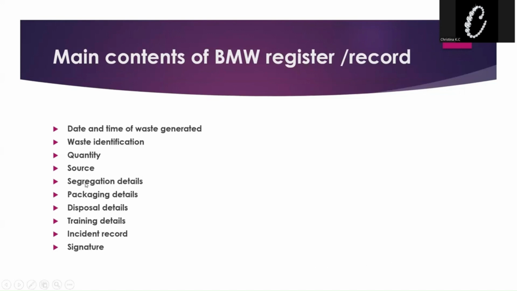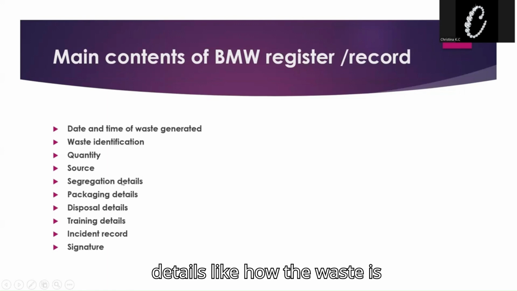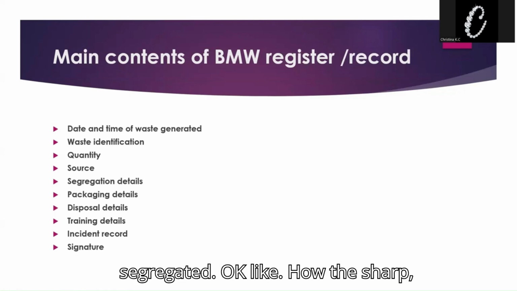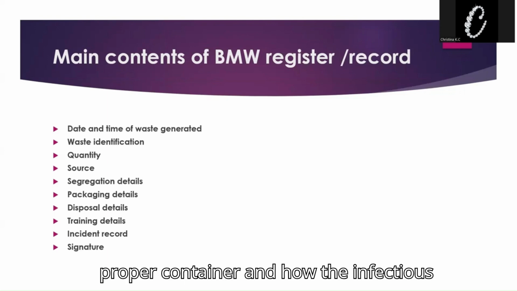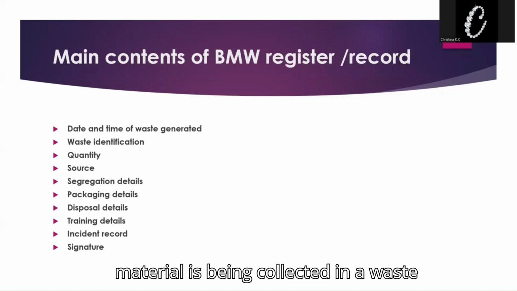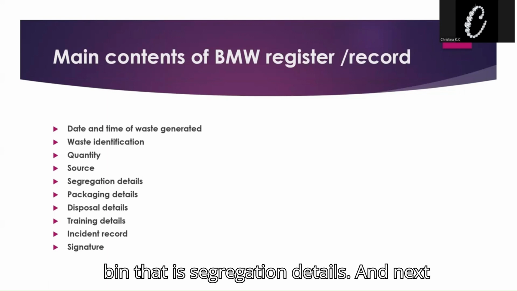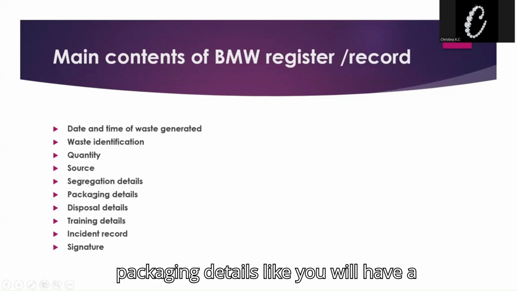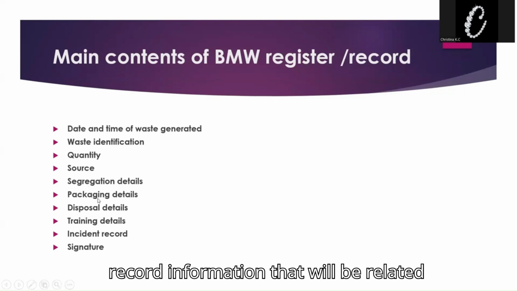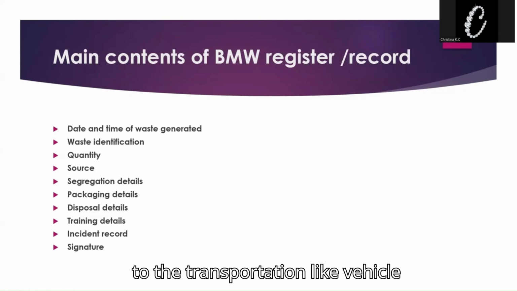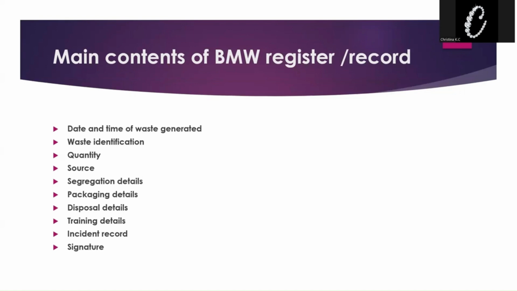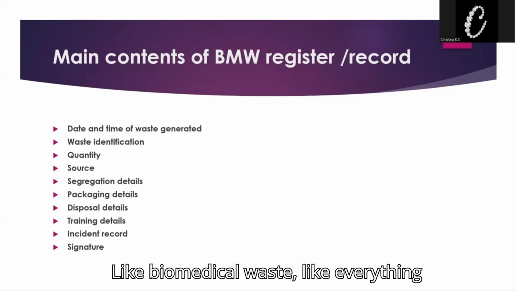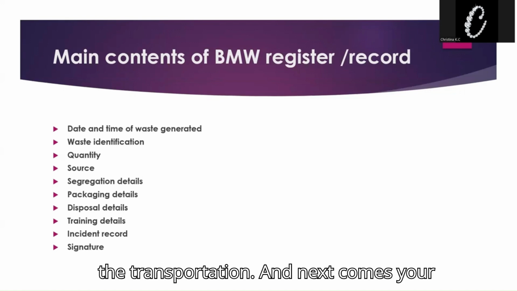And the next content is segregation details. In segregation details, how the waste is segregated, like how the sharp objects are segregated in a proper container, and how the infectious material is collected in waste bins. And next, coming to the packaging details. In the packaging details, you will have record information related to the transportation, like vehicle number, the driver details, who is dealing with this biomedical waste, everything related to the packaging and the transportation.